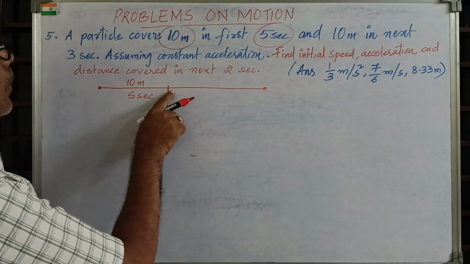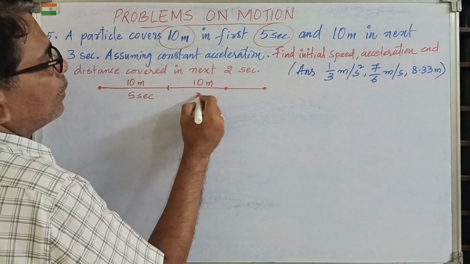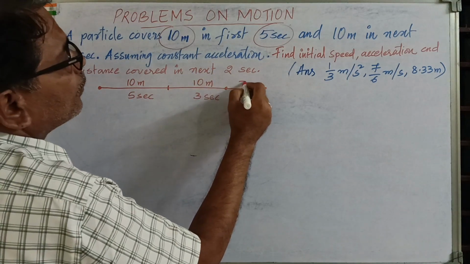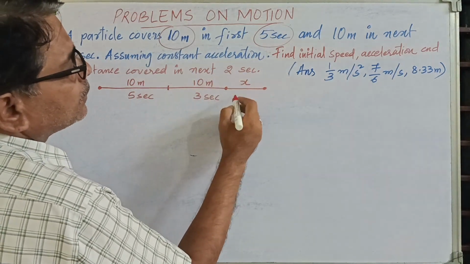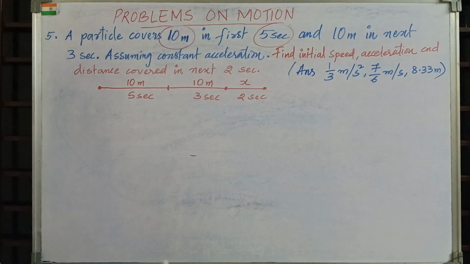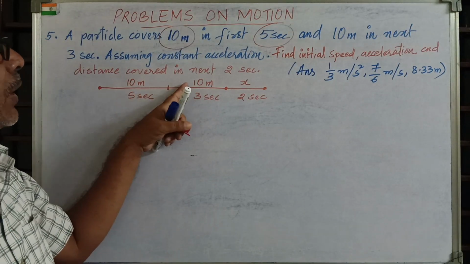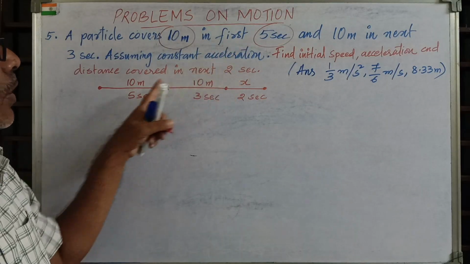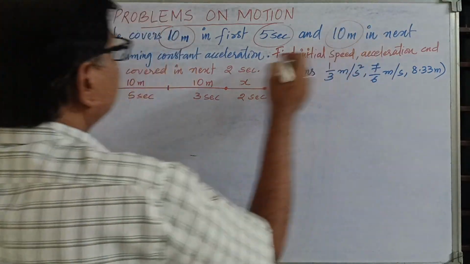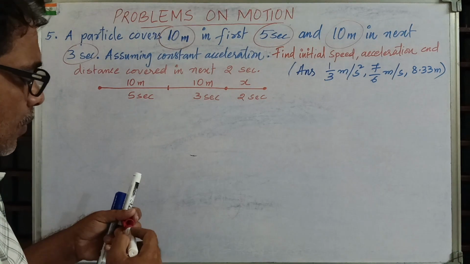First part is over. Then again what happens? It covers another 10 meter distance in a period of 3 seconds. Now we have to find the distance covered in the last 2 seconds. Time is given throughout the problem: 5, then 3, then 2. Distance is given: first 10, second 10. What is not given is this last distance. Very interesting problem. Follow properly.